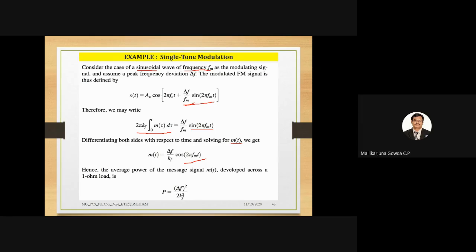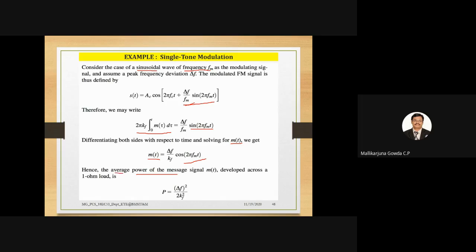Differentiate and then cancel. So now I can find out the average power of this message signal. This is my message signal, right? So how do I find the average power of the message signal? See, (delta f by kf) squared into cosine of 2 pi fm t. The magnitude is 1, so that is (1 by root 2) whole squared, which is nothing but 1 by 2. So I can write the average power as delta f whole squared divided by 2 into k squared f.